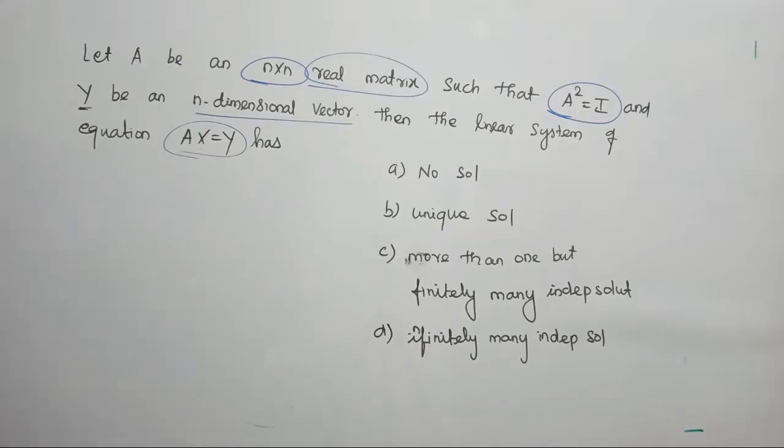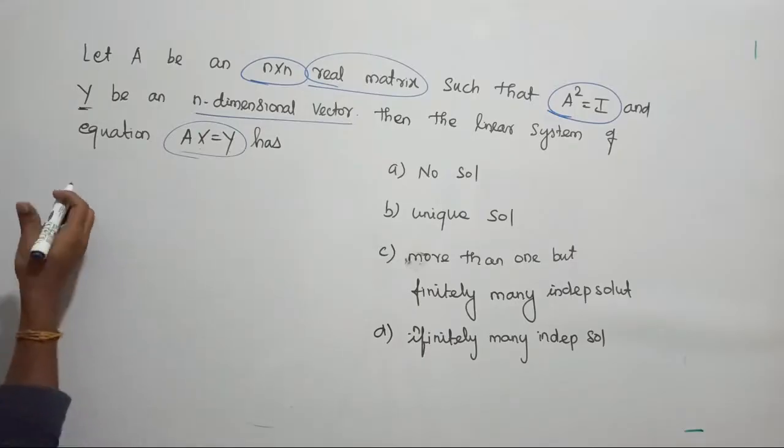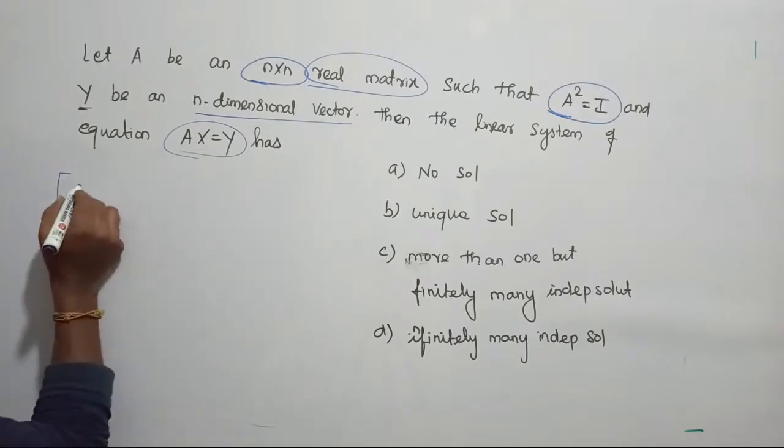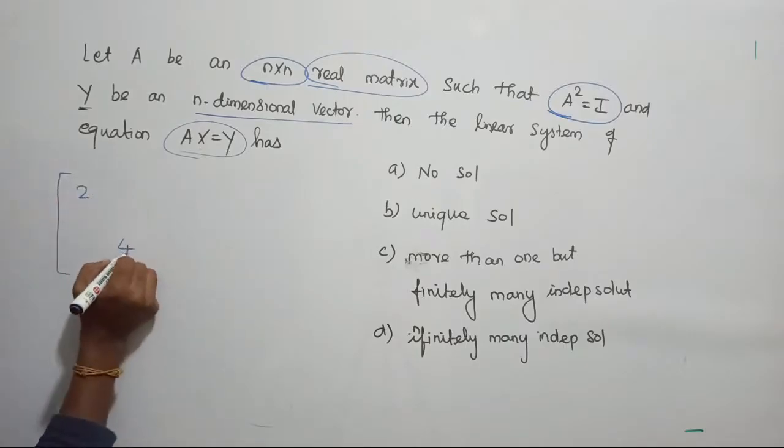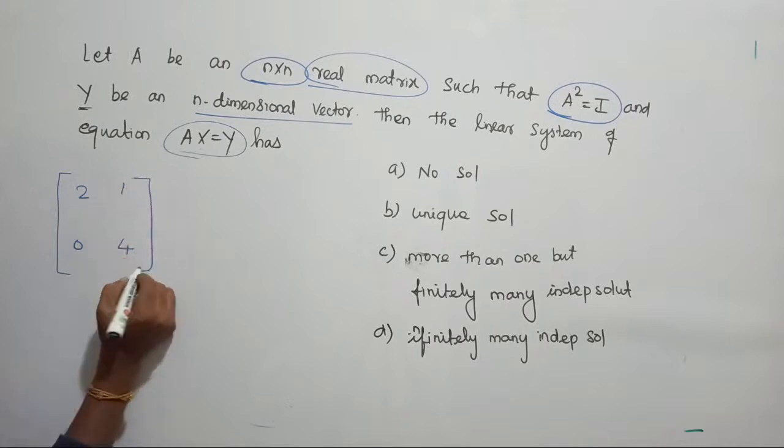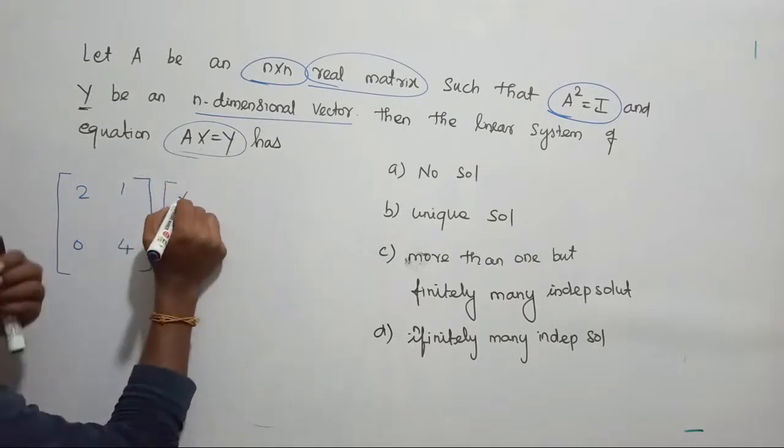So for that, let me go ahead with the 2 cross 2 matrix. Simply, let's try and find some 2 cross 2 matrix value. Let me take 2, 4, 0, 1. That's enough, right? Big values are not required here. So let us go ahead.